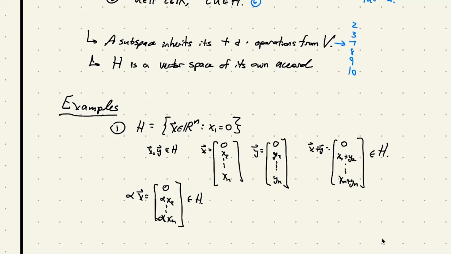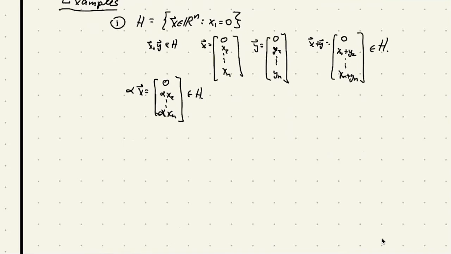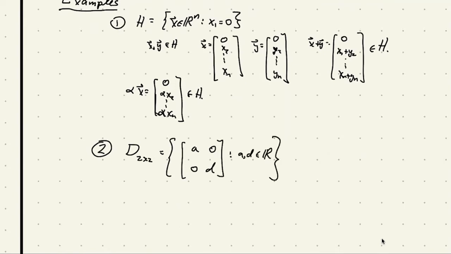Are there any questions about this one? No? Okay. I'm going to look at the set of diagonal 2x2 matrices. These are matrices of the form A, 0, 0, D, where A and D are real numbers. This set of 2x2 diagonal matrices is a subset of the 2x2 matrices. And it's a subspace.